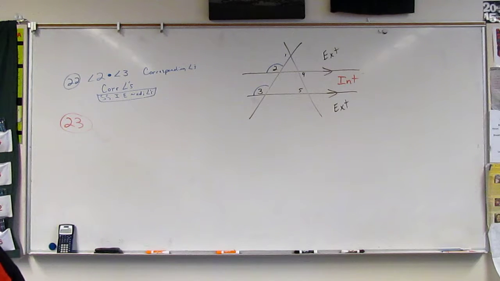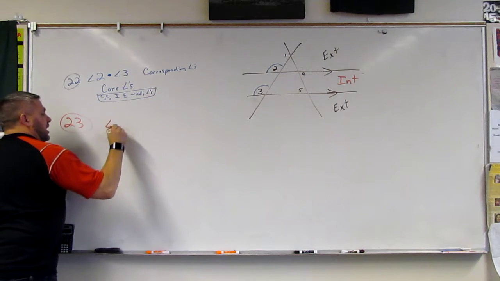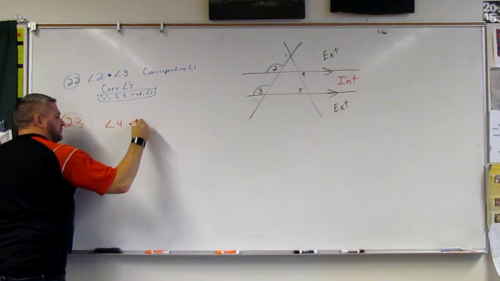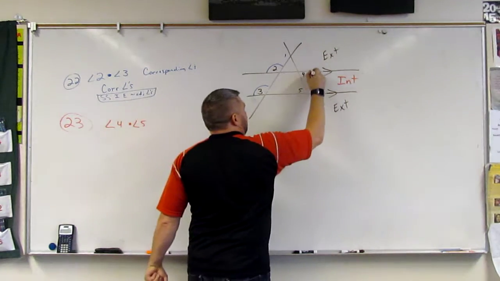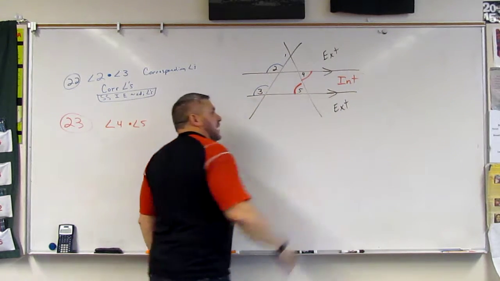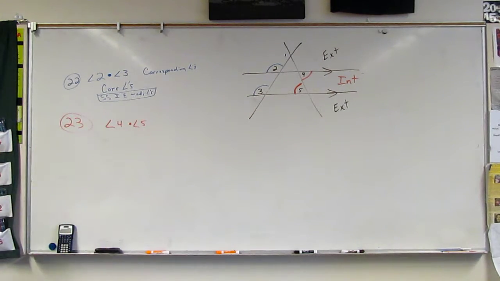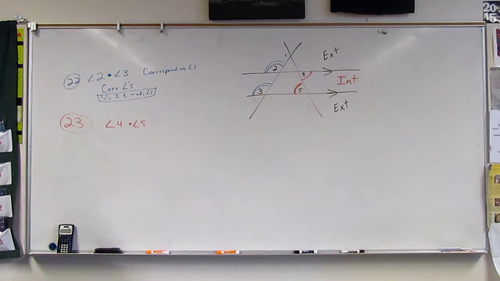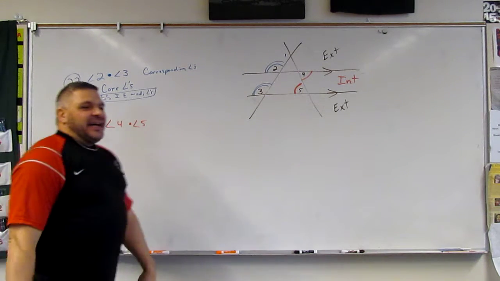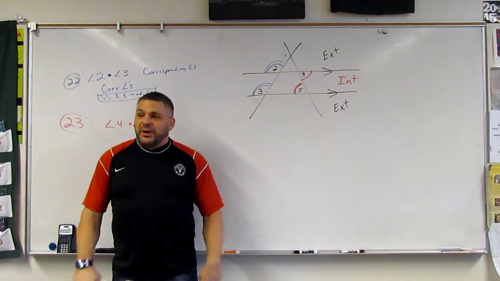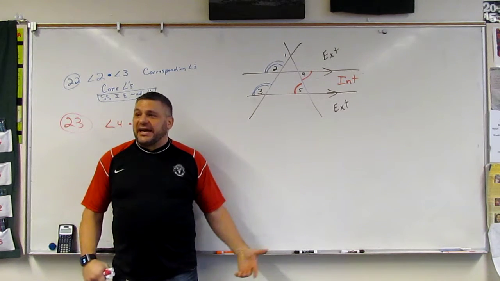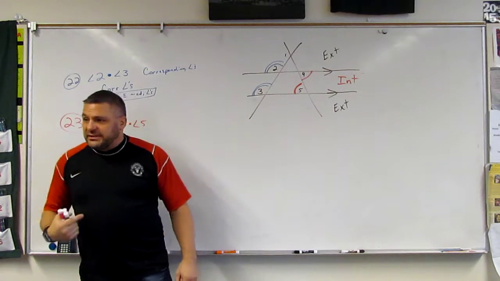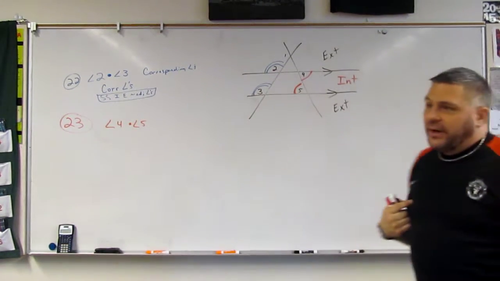23 says 4 and 5. Angle 4 and angle 5. So it's talking about these guys right here. Okay? It's talking about those guys. I'm going to show you why I just did that in a minute. 4 and 5. Are they both inside? Is one outside, one inside? Or are they both outside? Are they both exterior? Are they both interior? Or is one interior and one exterior? What are they? They're both interior.